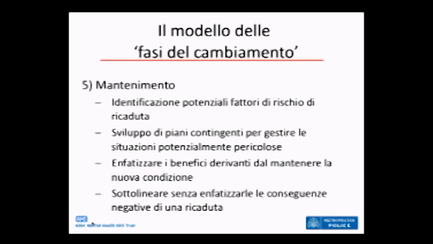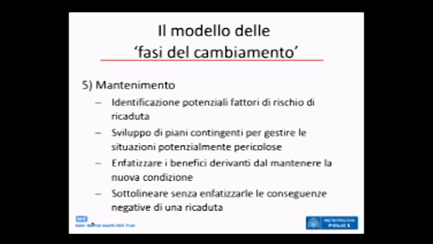And the final stage is maintenance. This means developing plans to deal with potentially perilous situations so that they can avoid situations in which they might relapse into stalking behavior, or work out in advance how to deal with particular difficulties that might lead them into stalking behavior. And then there's gentle encouragement.